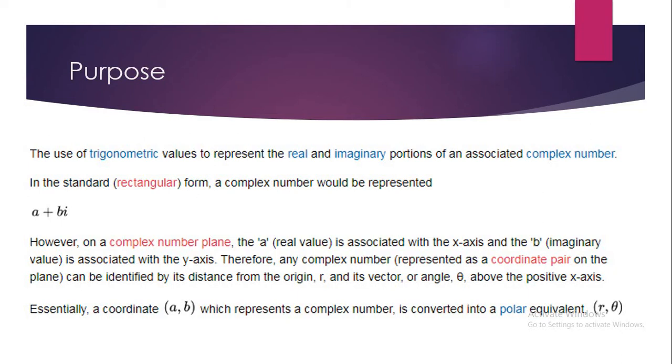So therefore, any complex number represented as a coordinate pair on the plane can be identified by its distance from the origin, r, and its vector or angle theta above the positive r-axis, okay? Essentially, a coordinate (a, b) which represents a complex number is converted into a polar equivalent, r, a real number, and theta, okay. Let's move on.